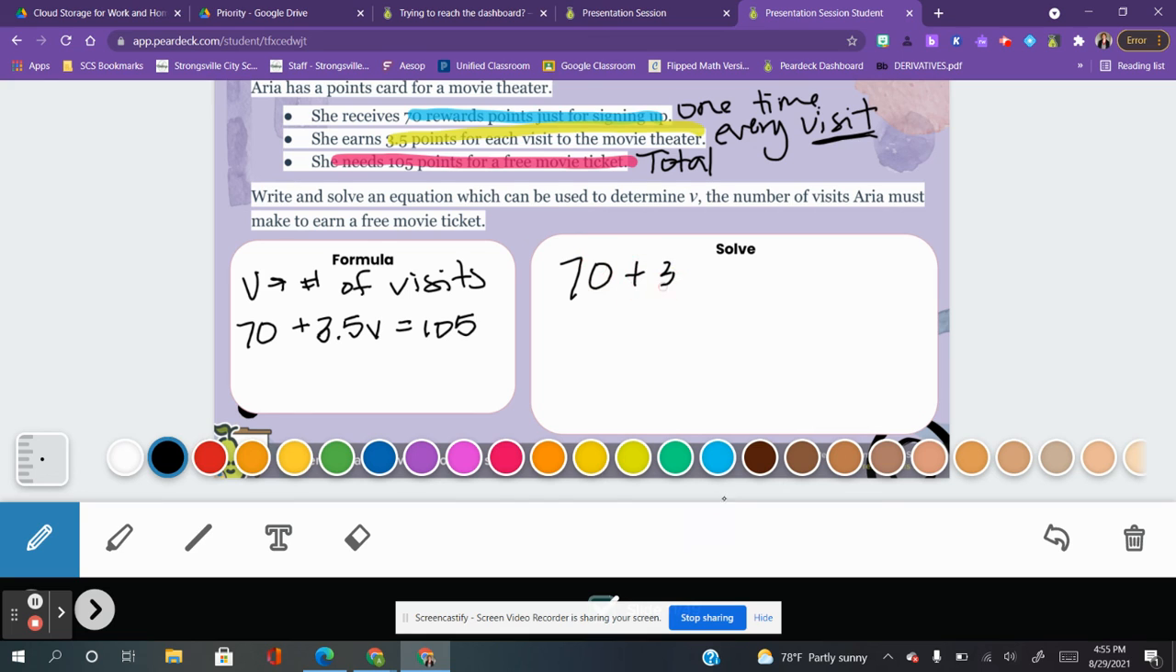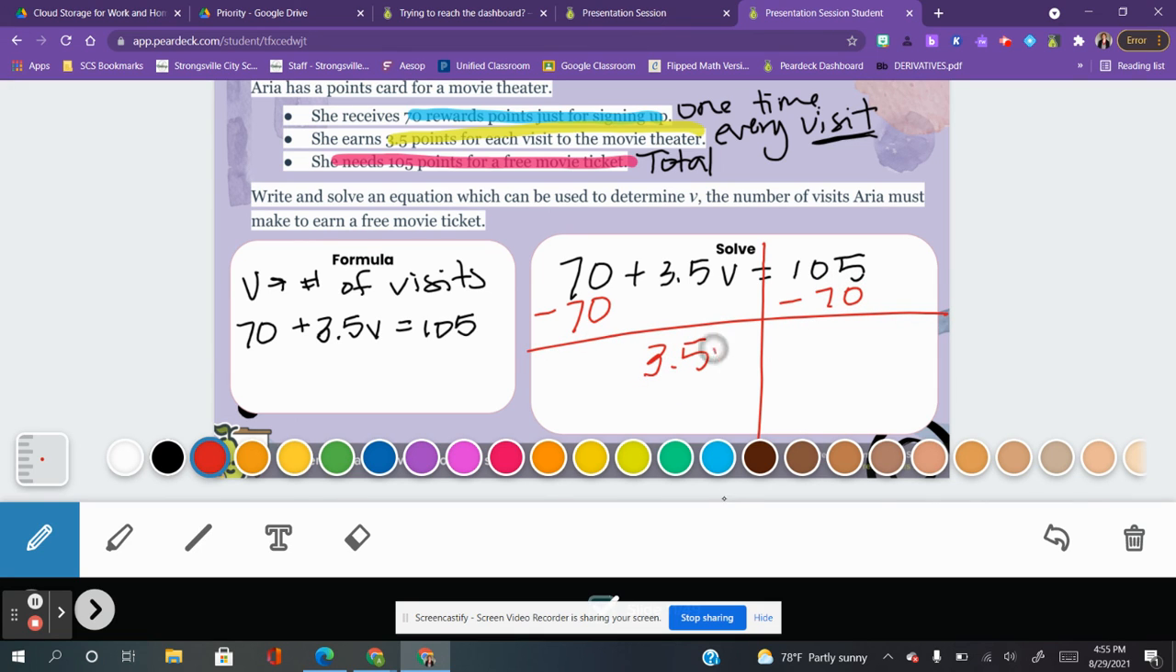I'm just going to rewrite that over here so that I have space to solve. Again, I like to draw my line down the middle. And again, the first thing I'm going to do is get rid of that constant. When I get rid of that constant, I get 3.5v equals 35. I'm going to get rid of my coefficient by dividing by that 3.5. And when I do that, I'm going to get 10 visits. It's going to take her 10 visits to the movie theater before she can get a free ticket.